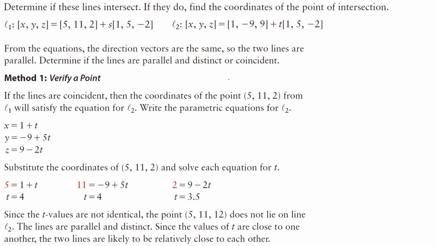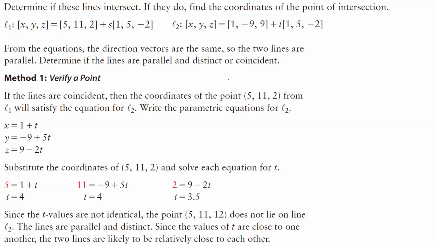So in the first method, we can solve this question by verifying a point. If the lines are coincident, then the coordinates of the point 5, 11, 2 from line 1 will also satisfy the equation for L2, right? So we can write the parametric equations for L2 as x equals 1 plus t, y equals -9 plus 5t, z equals 9 minus 2t. Then we can substitute the coordinates of 5, 11, 2 and solve each equation for t.